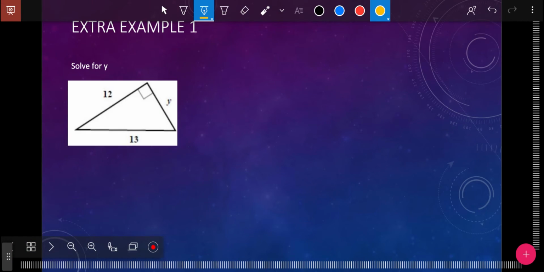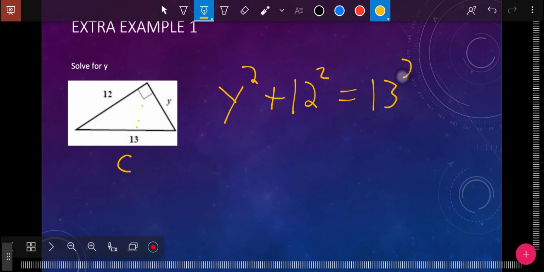Go ahead and give this one a try. I'll pause the video right here and give this one a try. Now, as you're trying, please note this side over here is still pointing to the C here. And so y squared or 12 squared has to be first. 13 squared has to be last. Hopefully that helps you. Again, pause the video, give it a try.